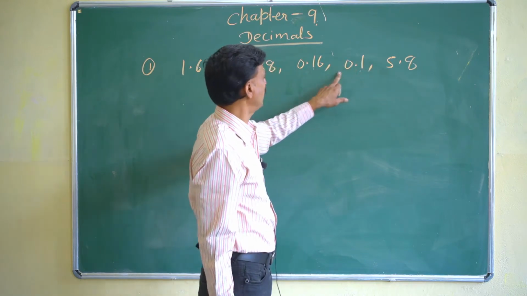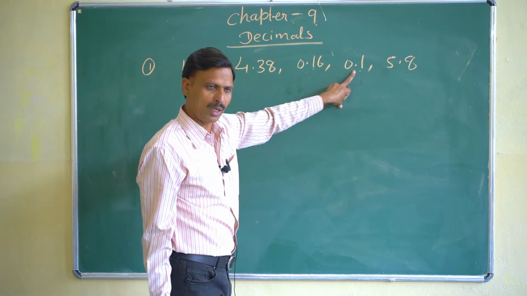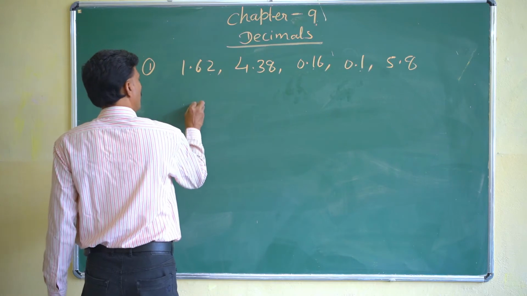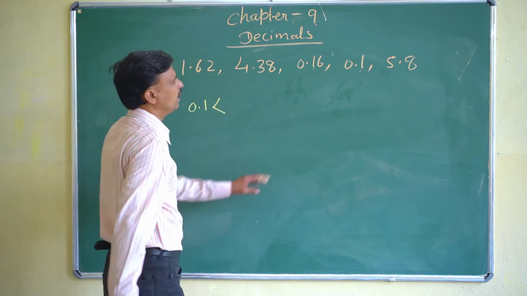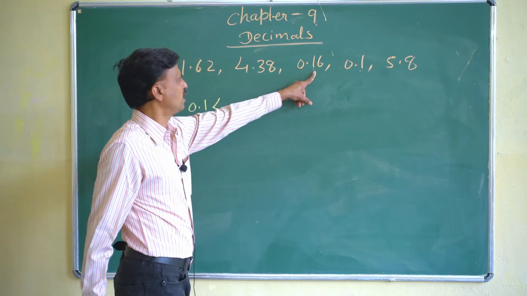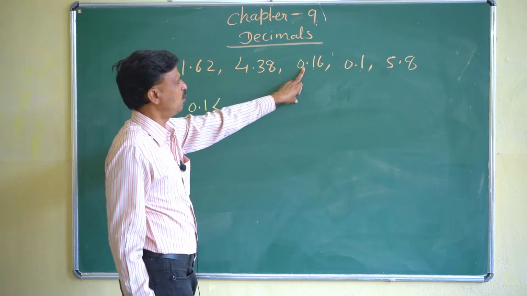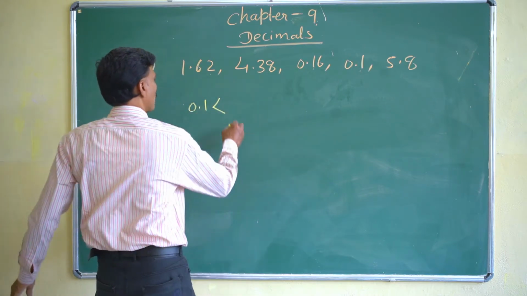So the least value among all of these is which one? That is 0.1. When we arrange in ascending order, we get the answer: 0.1 is the least value. Then greater than 0.1, we see this is 0.16 and this is 1.6. So definitely the whole number part is 0, so second place is 0.16.